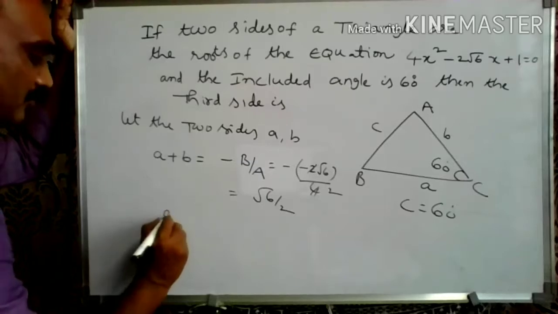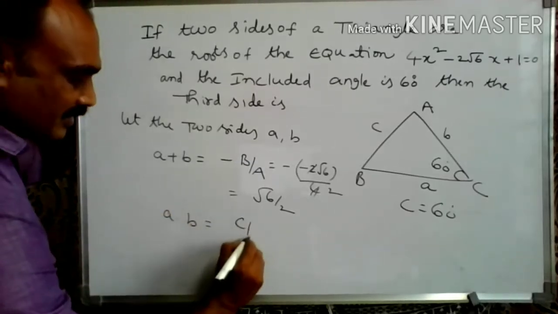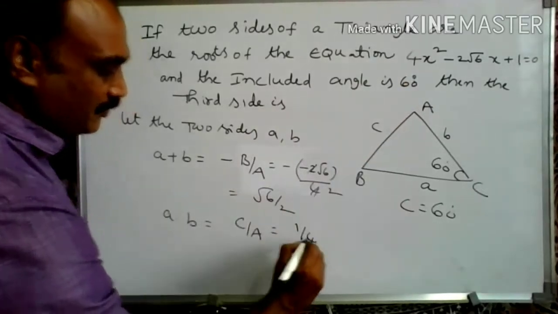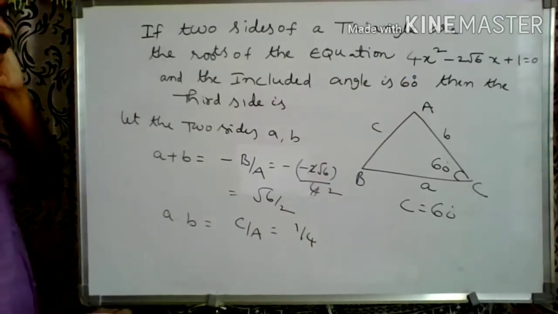Next, the product of the roots, a into b, the formula is c by a. Product of the roots is equal to c by a. Here c is equal to 1, a is equal to 4. So c by a is equal to 1 by 4, so ab is 1 by 4.